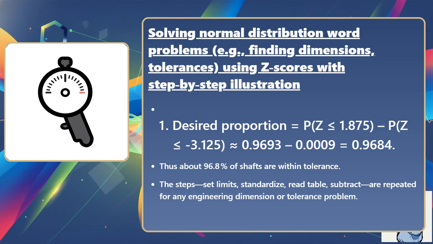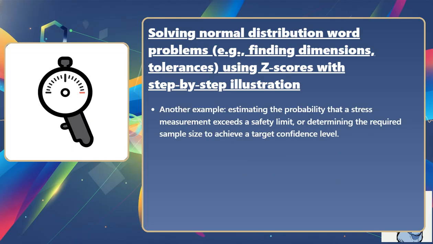The steps, set limits, standardize, read table, subtract, are repeated for any engineering dimension or tolerance problem. Another example, estimating the probability that a stress measurement exceeds a safety limit or determining the required sample size to achieve a target confidence level.